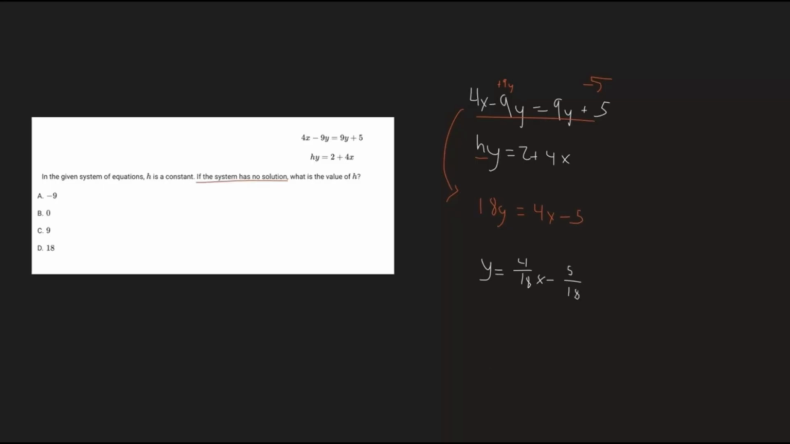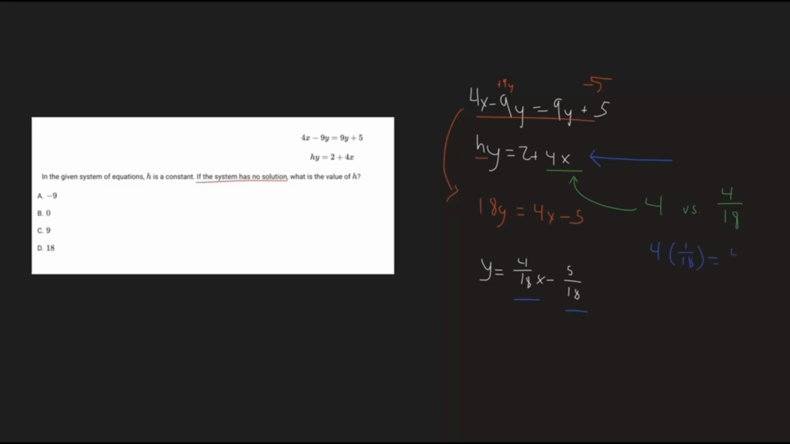That means what we need to do is get the second equation right here to have the exact same slope of 4 over 18, but a different y-intercept. So let's see if we can do that. So we have hy equals 2 plus 4x. So let's zoom in on this slope, right? The current slope is a value of 4. Let's just ignore the x for now. So the current value of 4 is much different versus the slope that we want, which is 4 over 18. So how do we go from 4 to 4 over 18? Well, we can do this by just multiplying 4 by 1/18.